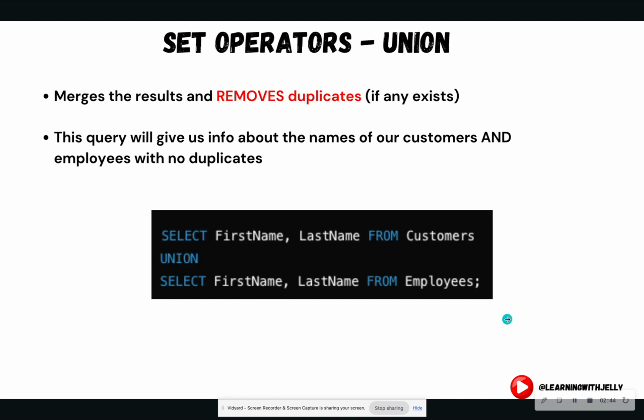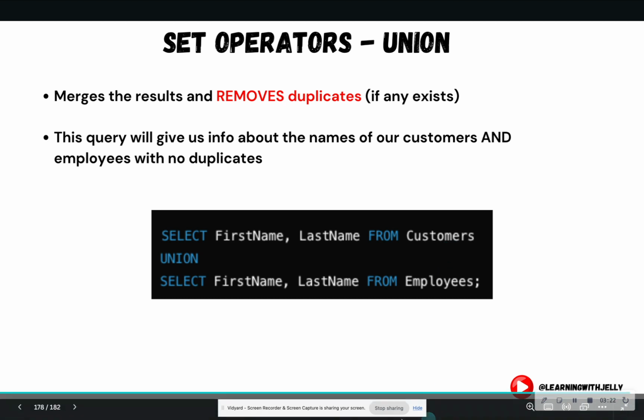So let's look at the union operator. The union operator is going to merge the results of both queries together and remove any duplicates if they exist. So this query in front of us will give us information about the names of our customers and employees with no duplicates. For instance, if you had a customer that was also an employee. Say you worked at Target and you also love shopping at Target as a customer. Your name will only exist once in this query.